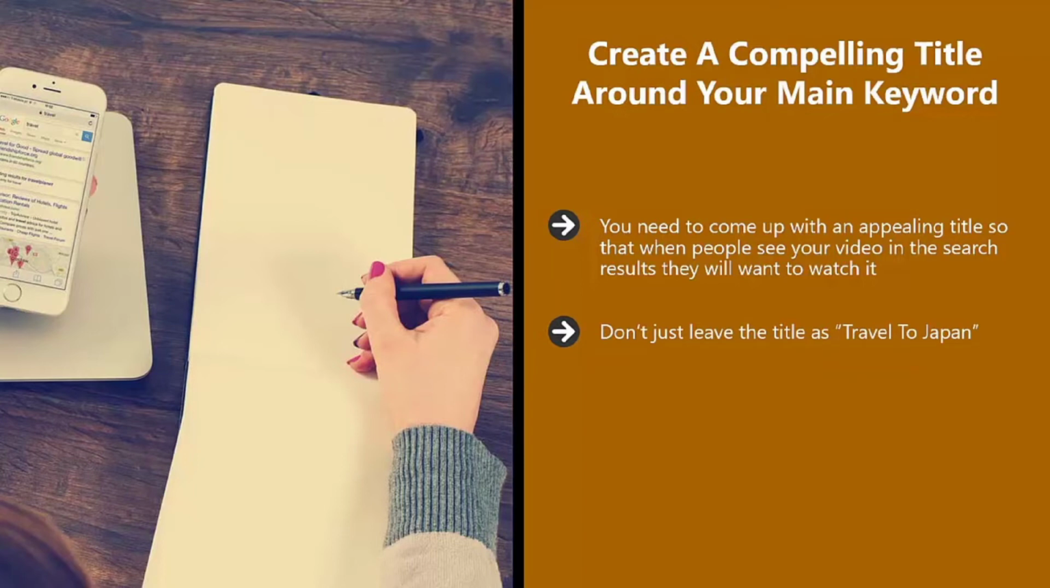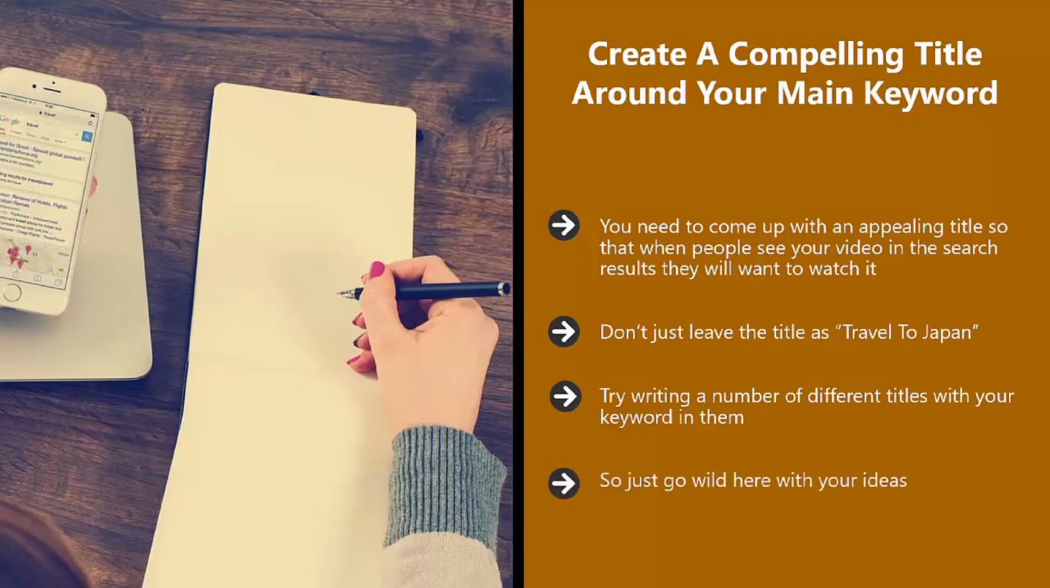Use other words to create excitement. Another approach may be travel to Japan. You won't believe what happened to me. This creates curiosity. Try writing a number of different titles with your keyword in them. Go for 10 different titles and then choose the best one. If you can get the keyword in at the beginning of the title, then that is preferable, but it doesn't matter that much. So just go wild here with your ideas. Remember that the more enticing you make your title, the more views you will get.